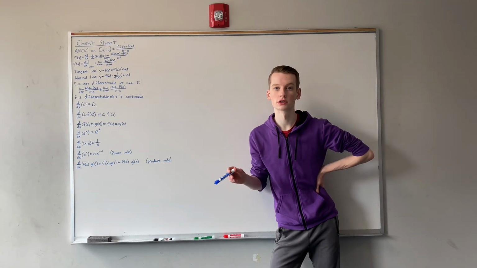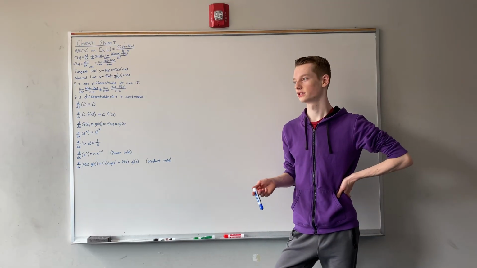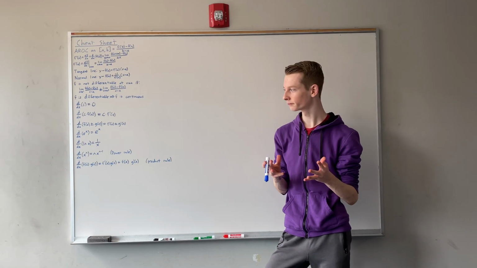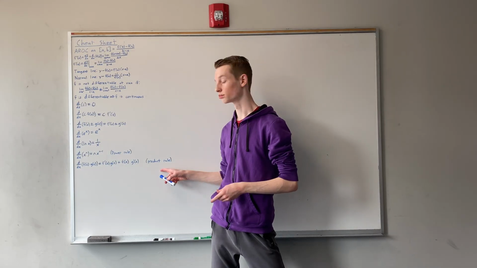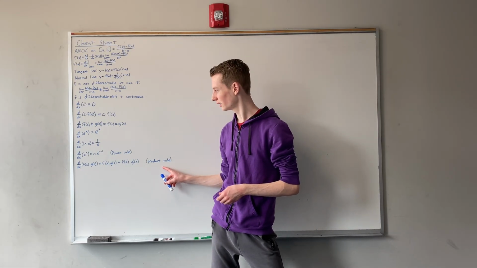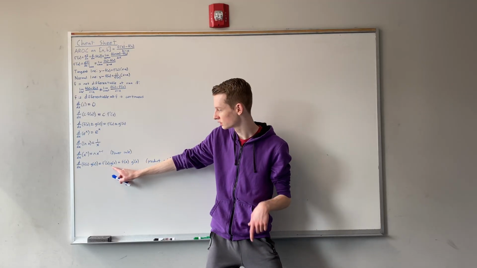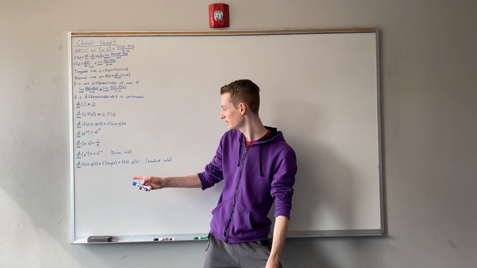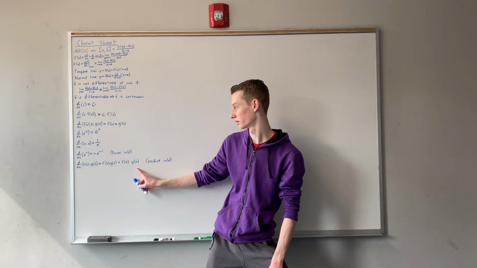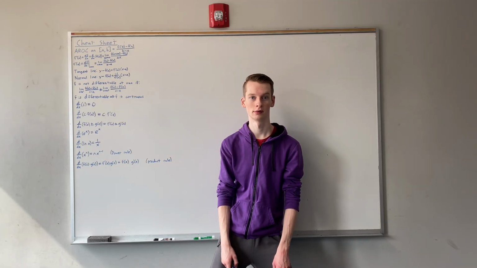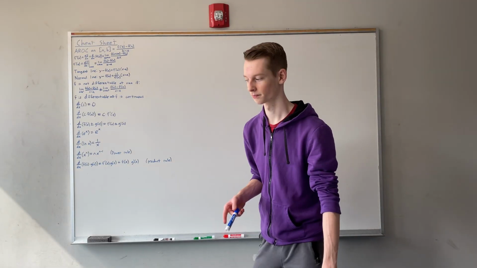If I have two functions that are multiplying each other and I want to take the derivative of that whole thing, you can use product rule, which basically says take one of them and differentiate it, and then just leave the other one. Then add and differentiate the other one and leave the first one. We'll work through plenty of examples.